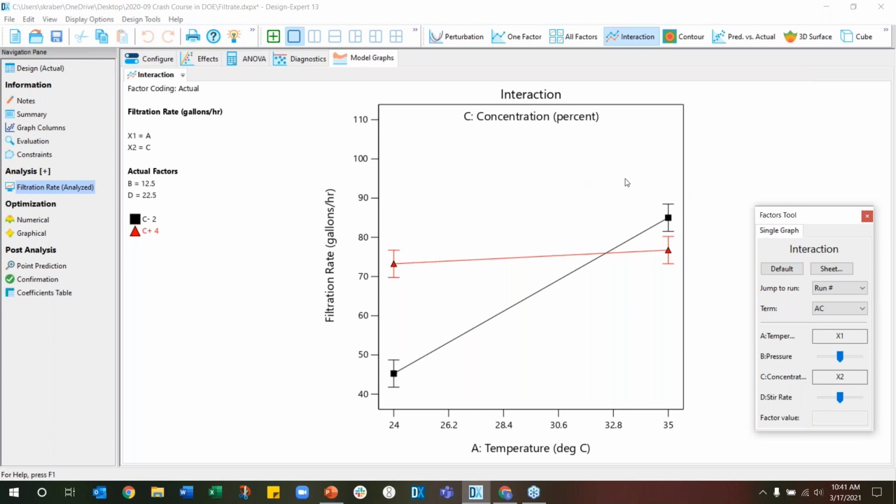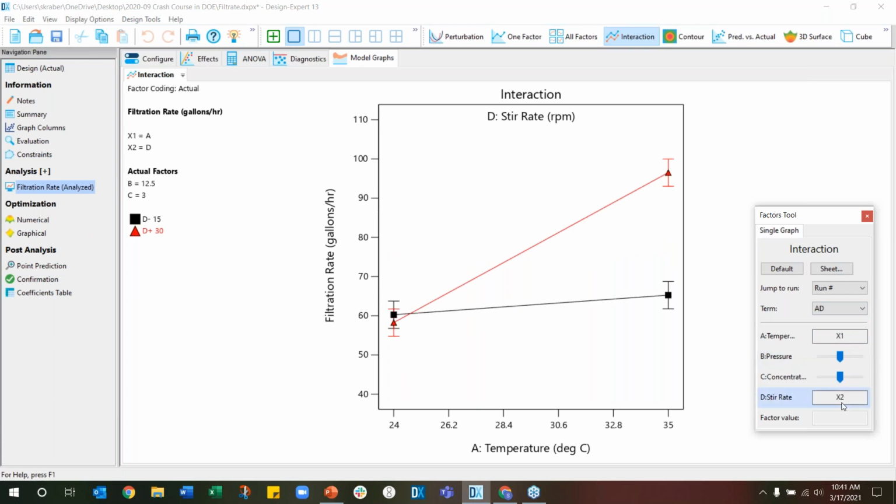Let's switch to the second interaction graph. So what I'm going to do is go to my term list here. It says AC. I'm going to switch it to the AD graph. And of course, I could also just right-click on these and change what's set to the X1 and X2.